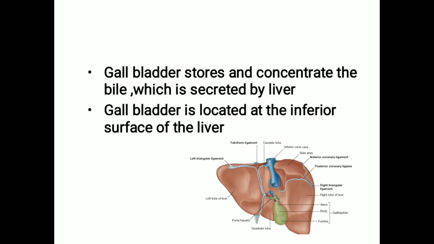So the gallbladder, you can see in the figure here, this is the gallbladder. The gallbladder stores and concentrates the bile which is secreted by the liver. The gallbladder is located at the inferior surface of the liver. This is what you are seeing, the inferior surface of the liver.